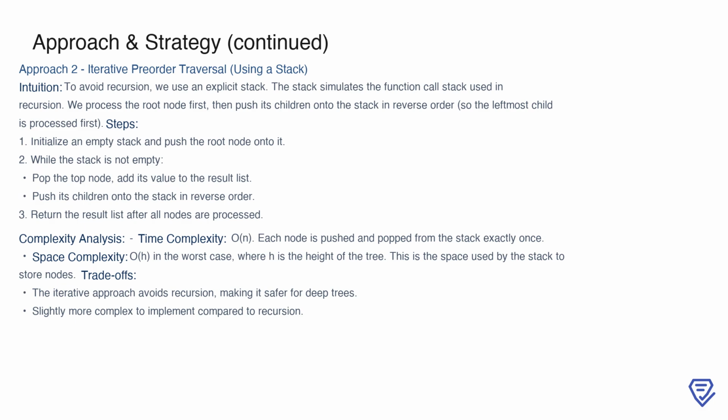Similarly, the space complexity is O(h) in the worst case, where h is the tree's height, due to the stack storing nodes at the maximum depth. The iterative method is slightly more complex to implement than recursion, but it's safer for deep trees as it avoids the risk of stack overflow. This makes it a more robust solution for handling large or unbalanced inputs.